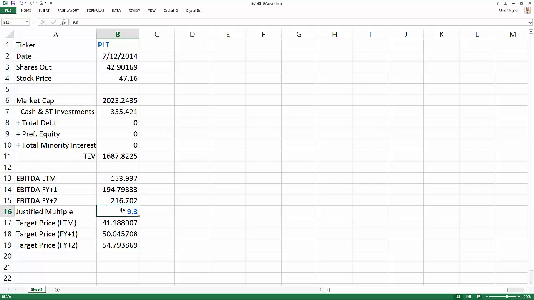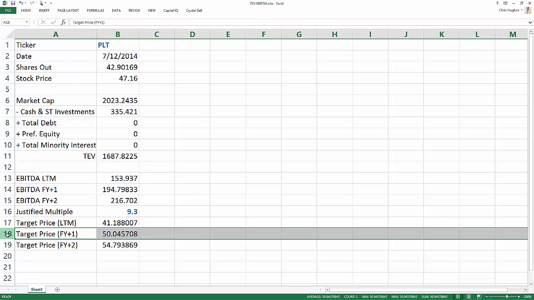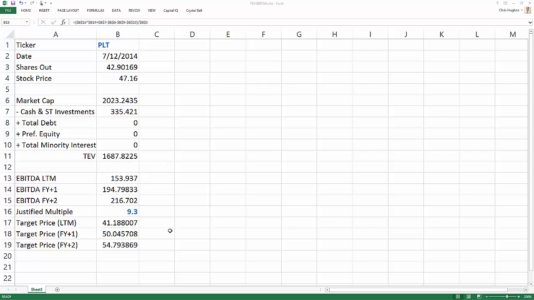The other thing that you need to input, and it's shown here in blue, is that justified multiple. So in the other spreadsheet, we decided that Plantronics should trade for 9.3 times the enterprise value to EBITDA of its peers, and that's for fiscal year plus one. So once we enter in 9.3 right here, then we look for this row associated with a time period. We decided to use the EBITDA for fiscal year plus one, so we're going to use row 18. And what this is telling us is that the target price for Plantronics should be $50 and about 5 cents. So it automatically calculates it for you.